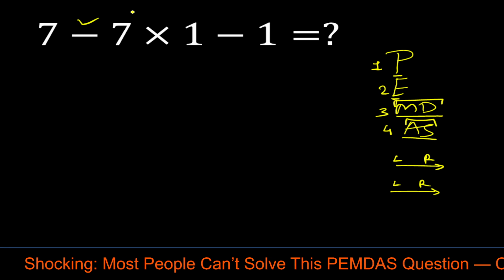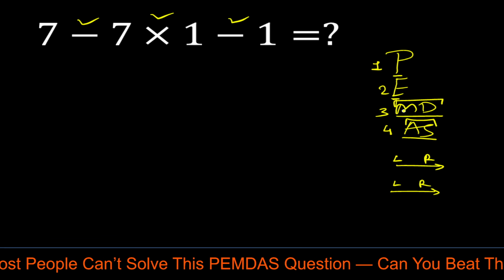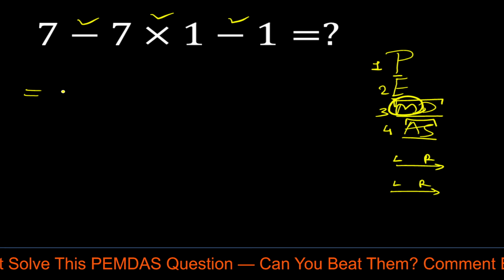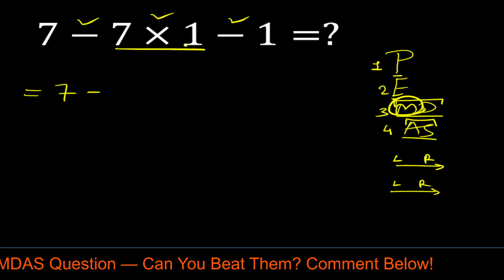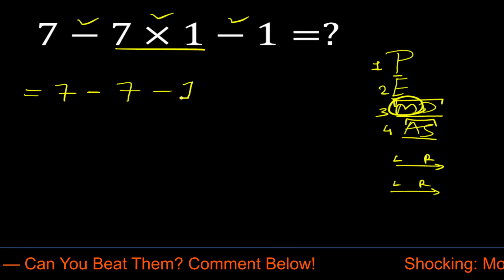So in this question, here we have subtraction, here multiplication, and here subtraction, right? So according to the PEMDAS rule, first we have to solve multiplication. So now 7 minus, now solve this multiplication first. 7 times 1 is equal to 7, minus 1.